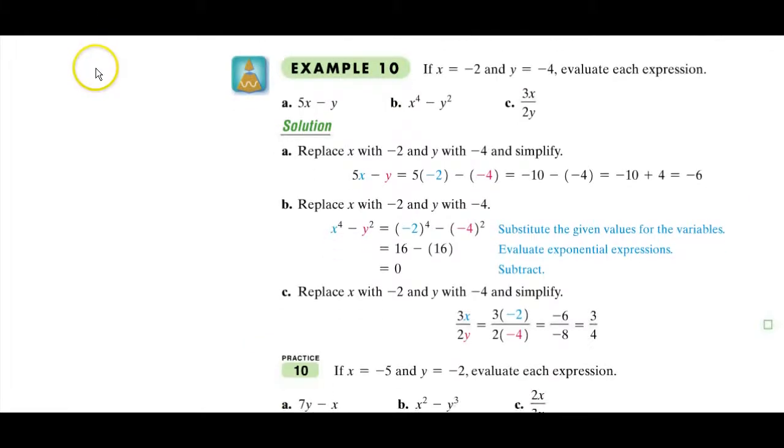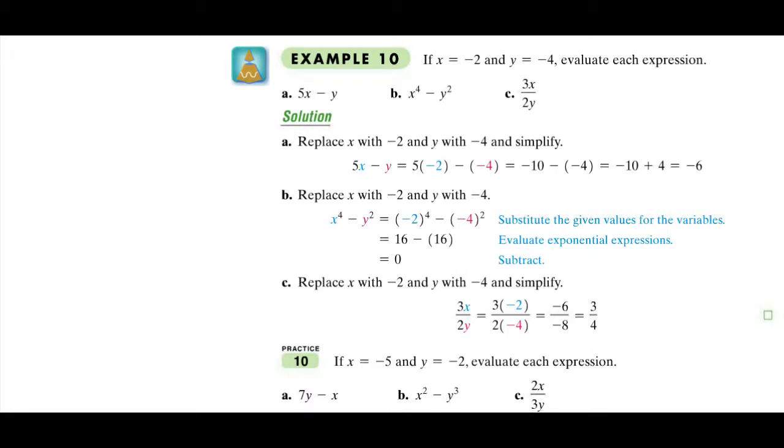Example 10. Okay, we're doing some substitution. So again, we're going to put, and normally put the x value in a parenthesis. That way it helps you to keep your signs straight. So here we have this, the x is a negative 2, the y is a negative 4, but this one then becomes a positive. So this is a negative 10 plus 4 will give you a negative 6. And then now we're going to square these. But remember that negative sign out there is very important.